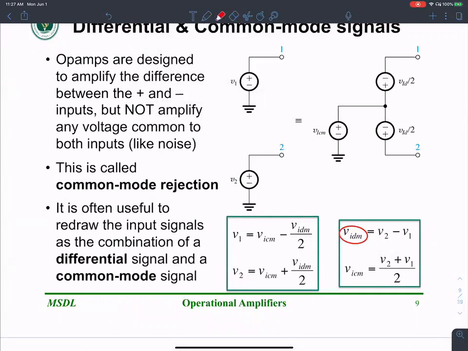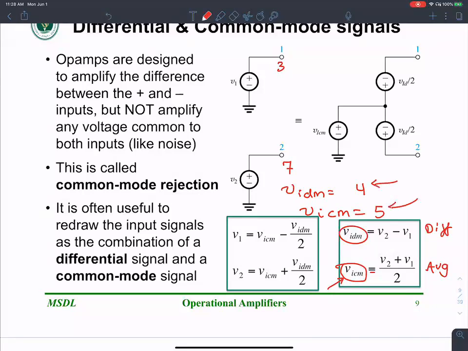Okay, so VI common mode is defined as the average, and this is the difference. The average of those two inputs is defined as the common mode. The difference is defined as the differential mode. Let's stick with those numbers. Let's say this is 7 and this is 3. What is the VI differential mode? 4. What is VI common mode? 5. The average is 5.